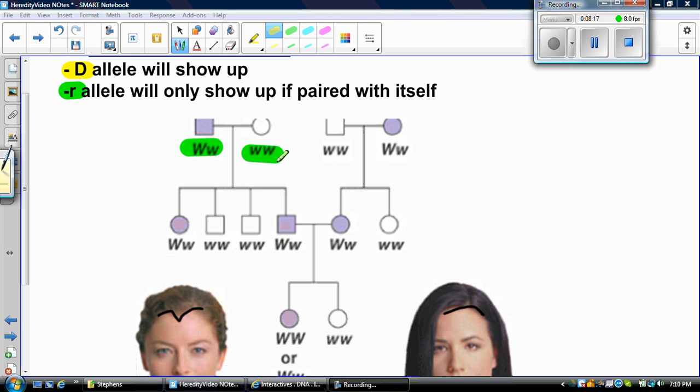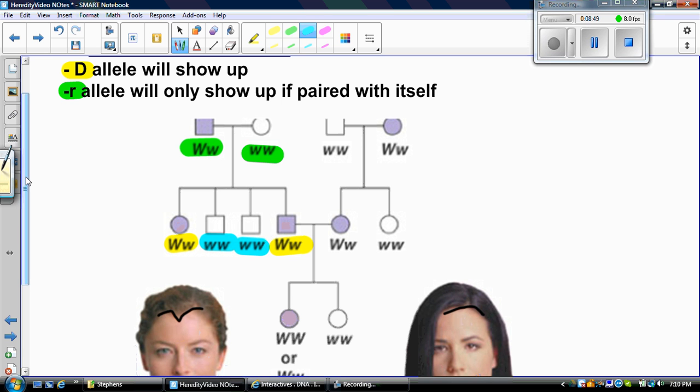In this example, the mom will always give the offspring a lowercase w. If you notice, all the offspring have a lowercase w. And then dad's going to determine whether or not they're going to have a widow's peak. Dad will either give a big W or a little w. Two of the offspring have a big W with a little w, so they have a widow's peak, just like dad. Then the other two offspring are like mom, they have no widow's peak.